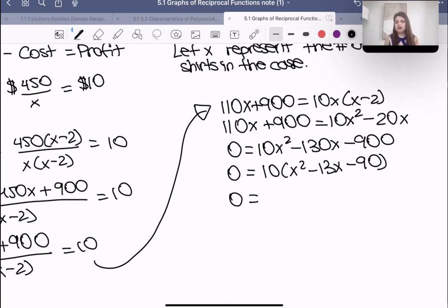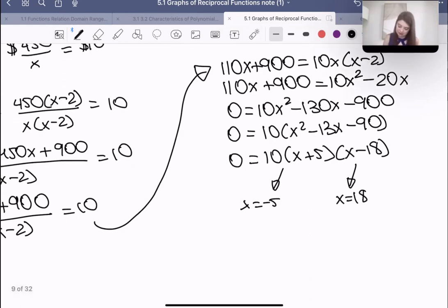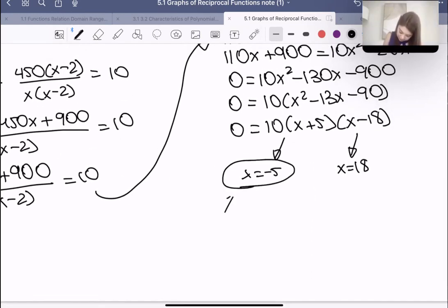What are two things that add up to negative 13 and multiply out to negative 90? Well, I think if we do negative 18 and 5, that should work. So let's do that. x plus 5, x minus 18, like that. And then we have x is equal to negative 5 and x is equal to 18. So we got two answers. However, it's not really possible for the amount of shirts to be a negative number, right? She can't have bought negative 5 shirts for $450. That doesn't make sense. So this one is not applicable.